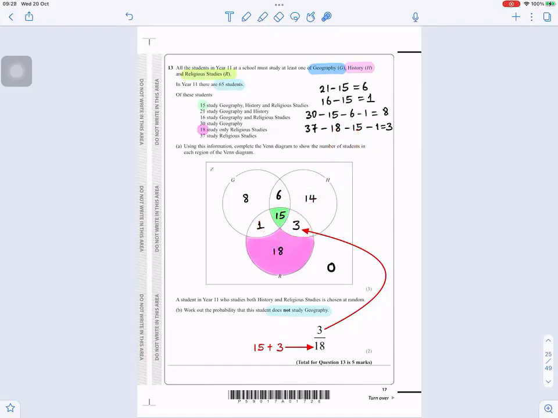A student in year 11 who studies both history and religious studies is chosen at random. Work out the probability that this student does not study geography. So history and religious studies and does not study geography is only that 3 there. And that will be 3 out of 18. Out of 18, because 15 plus 3 gives you 18.